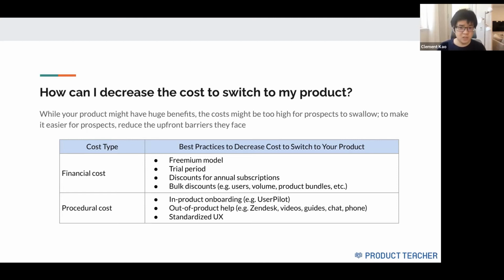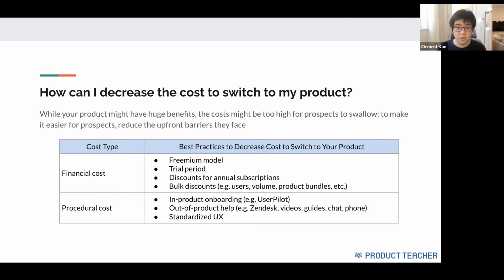There are lots of ways that we can do this, right? We can do it by user count. We can do it by volume over a period of time. We can also bundle different products together, right? So, well, you've purchased product A with us. If you purchase product B with us, we'll go ahead and offer you a discount. And again, these are really great ways to decrease the cost it takes to switch over to your product.